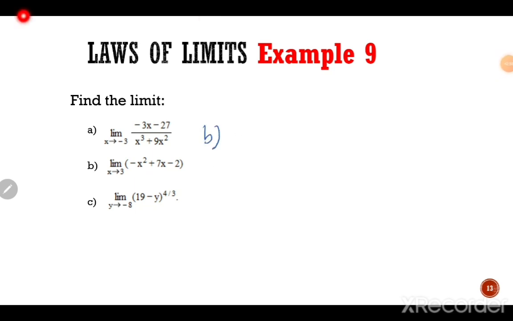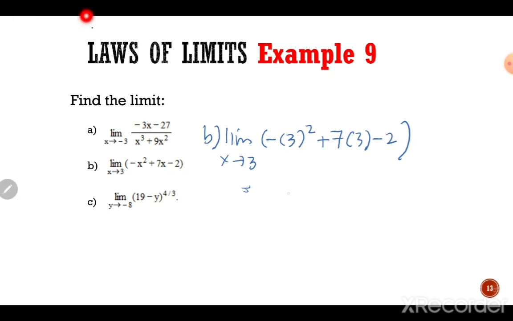Untuk B pula, we have limit x approaching 3. So yang ni pun masukkan je lah. -3 square tambah 7 darab 3 tolak 2. So kat sini just careful dengan sign je lah, dengan jawab kiraan juga, square tu apa jawapan. So -3 square is -9 tambah 21 tolak 2. So dapat berapa? 9 tambah 21 is 12. 12 tolak 2 is 10. So that is the answer for B.